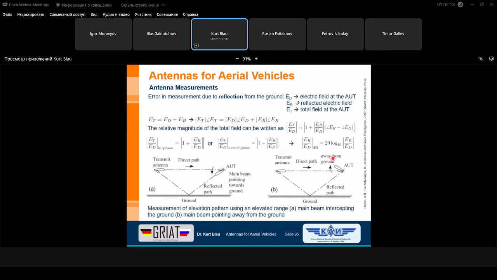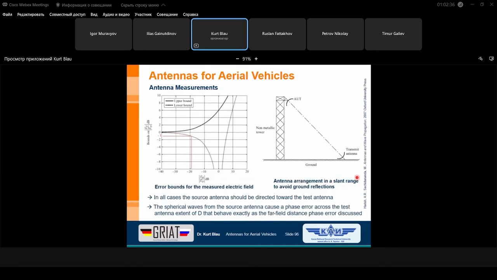But nevertheless, if you have this part of reflection, the measurement result is not exact, and it's a little bit worse. And this is shown here in this graph.